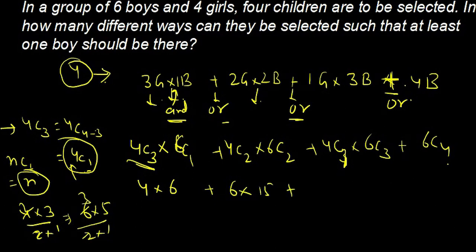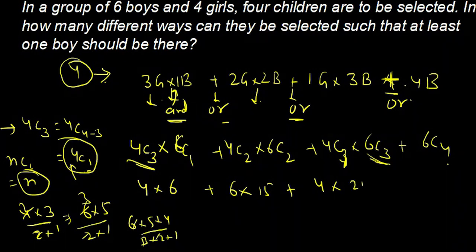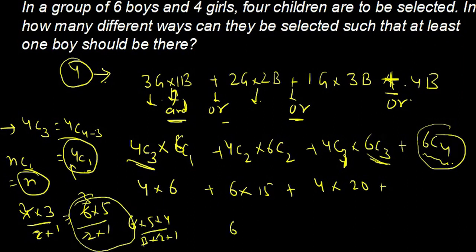4C1 is 4. 6C3: 6 into 5 into 4 divided by 3 into 2 into 1. So this is simply 5 4s are 20. Or 6C4, can we say 6C4 is what? It is the same as 6C2. So this was also 15.